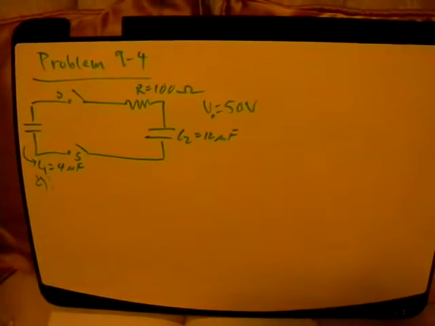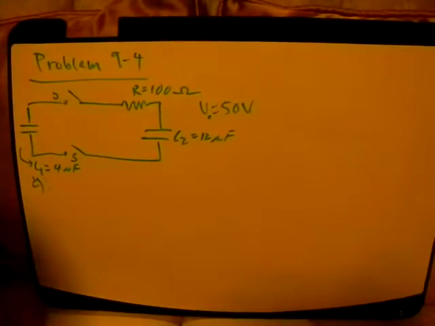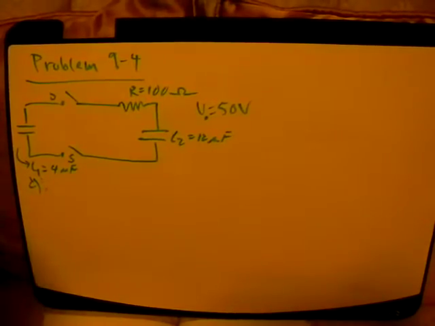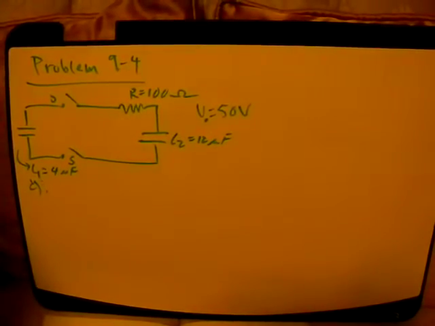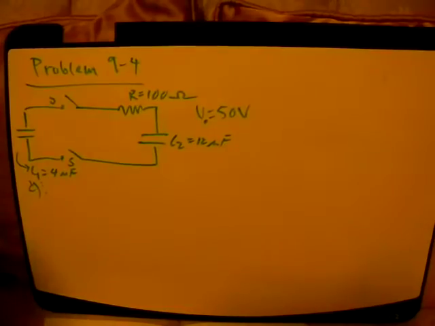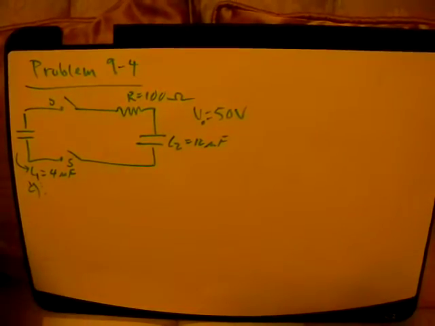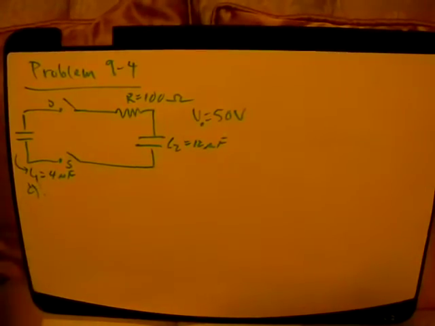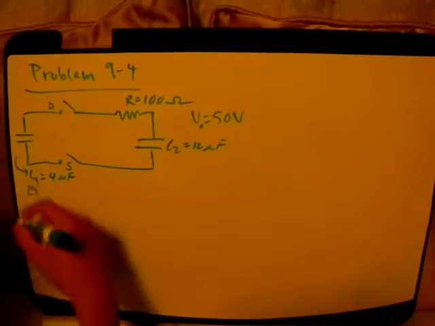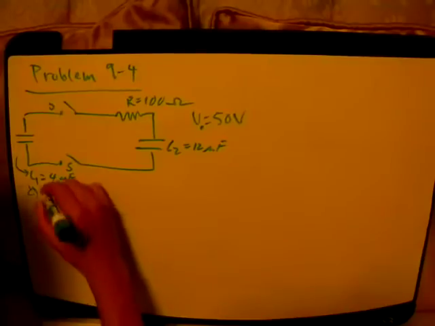Part C asks for, write but do not solve an equation that at any time after the switches are closed relates the charge on capacitor C1, its time derivative, and the parameters V0, R, C1, and C2. Okay, Kirchhoff loop rule applies here. So we can go, let's say, clockwise.